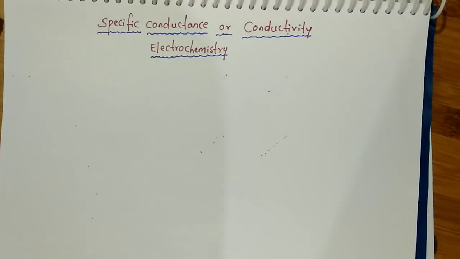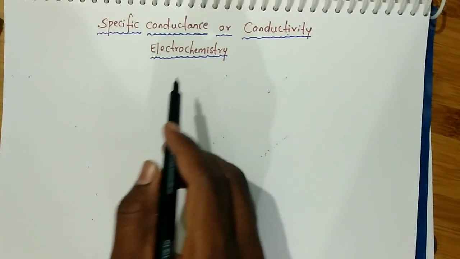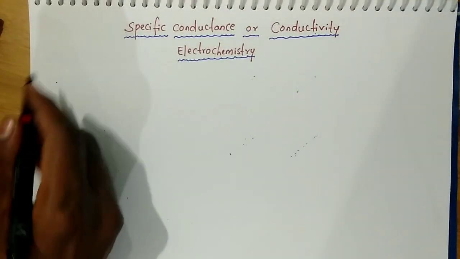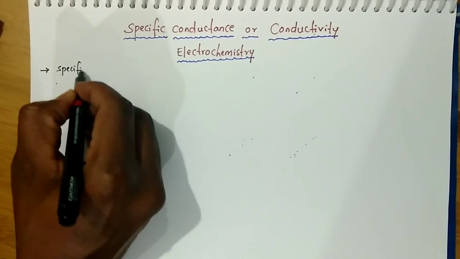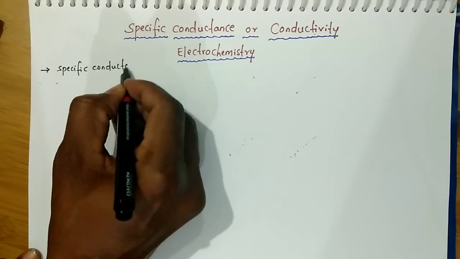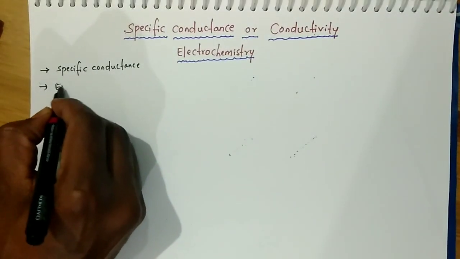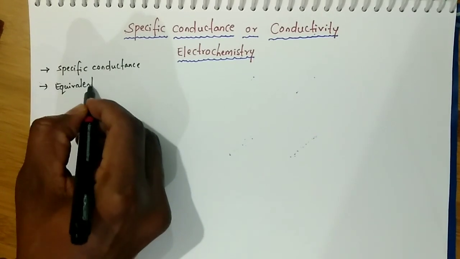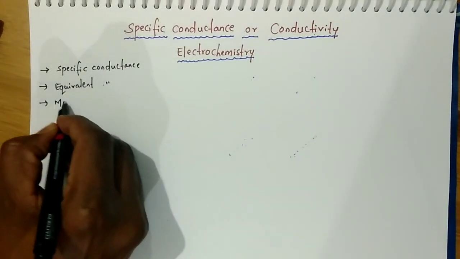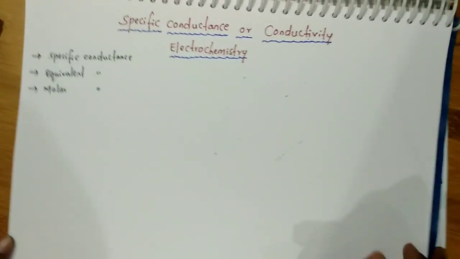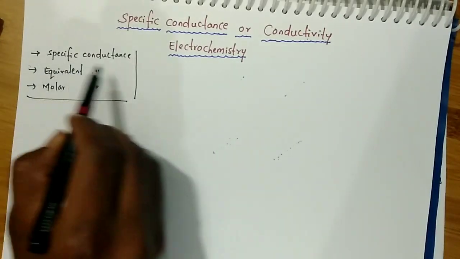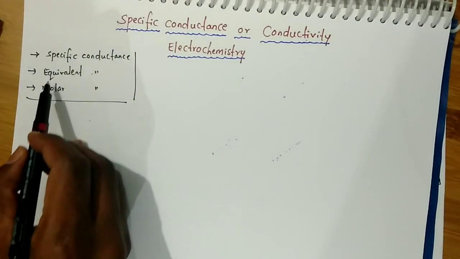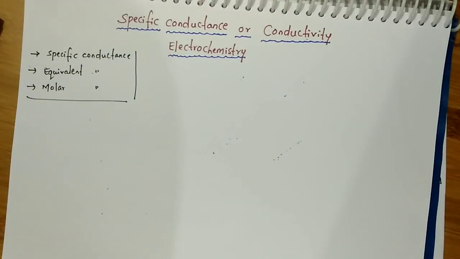Hello everyone, in this video let us learn one of the types of conductance of electrolyte, specific conductance. Actually we have three types of conductances: specific conductance, equivalent conductance and molar conductance. There are three types of conductances in electrolytes. In this video let us learn specific conductance. What is specific conductance? In the next video I will explain equivalent and molar conductances.